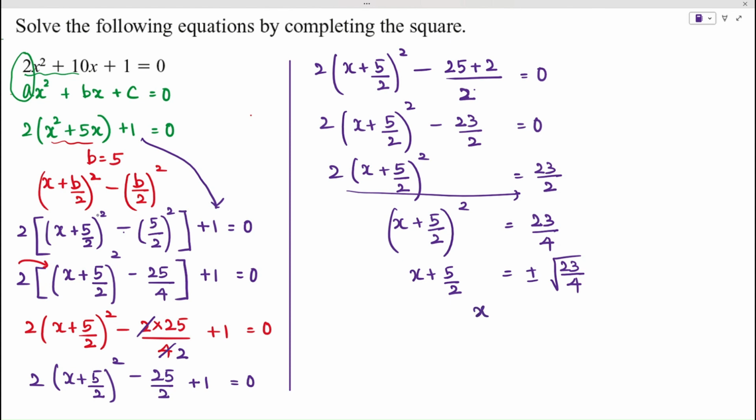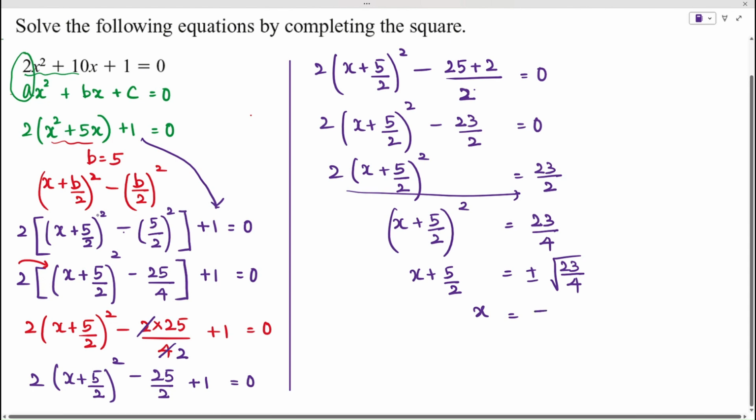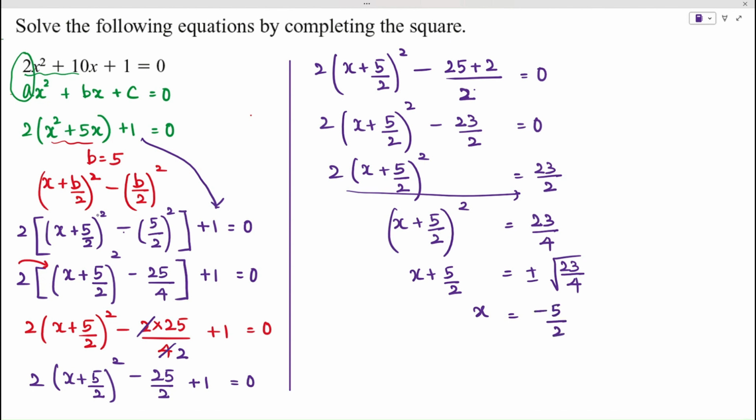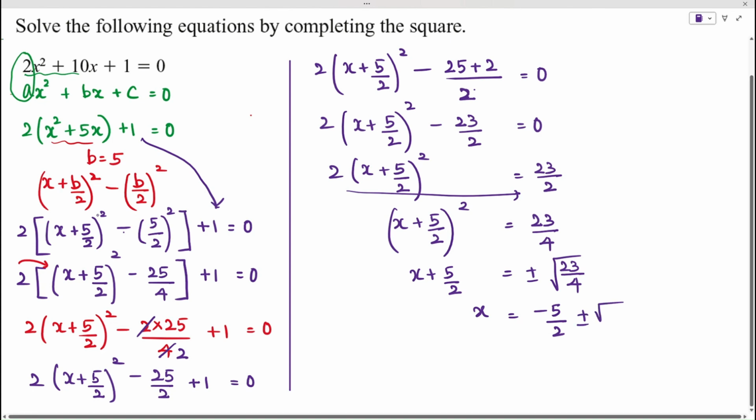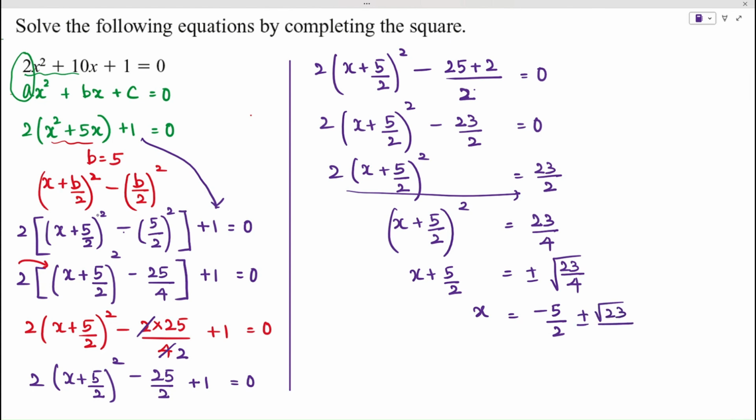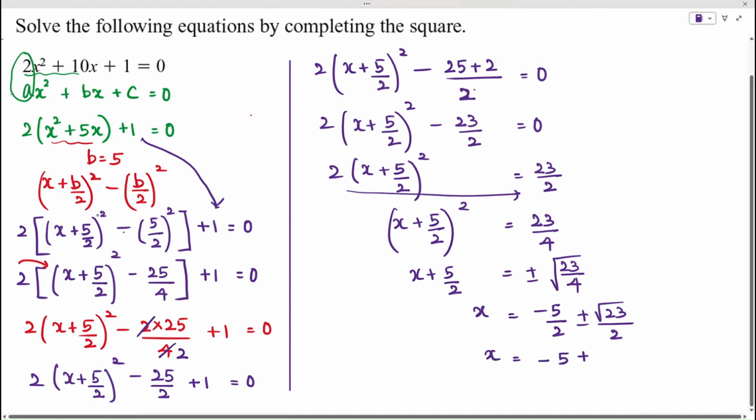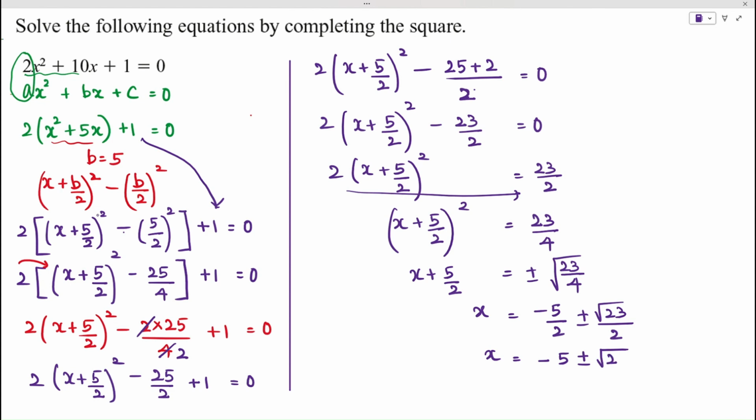And so we can square root 4 and bring it out of the square root. And so we get x is equal to minus 5 over 2 plus or minus root 23 over 2, because we brought the 4 out by square rooting it. So we get x is equal to minus 5 plus or minus the square root of 23, all over 2. And this is the answer we get for completing the square.